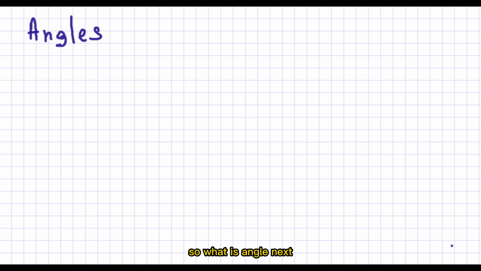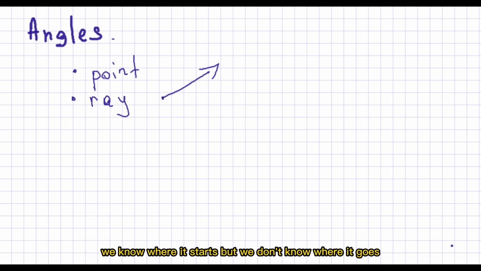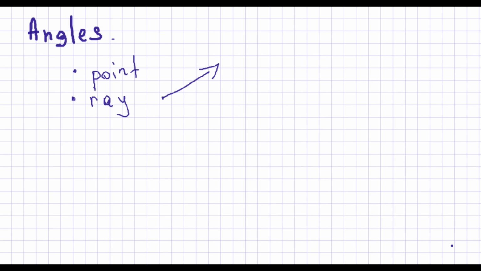So, what is angle? Last time when we started geometry, we talked about point and we talked about some part of line, ray. What is ray? Ray is a part of line where we know where it starts, but we don't know where it goes. Okay, now by using one point and two rays, we can form geometrical figure that is called angle.